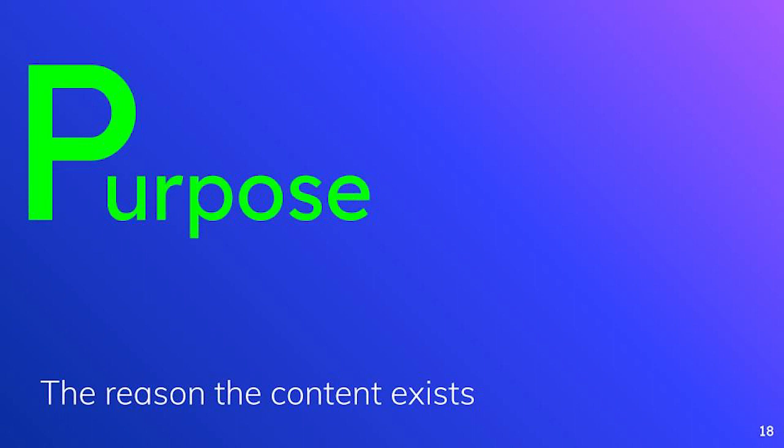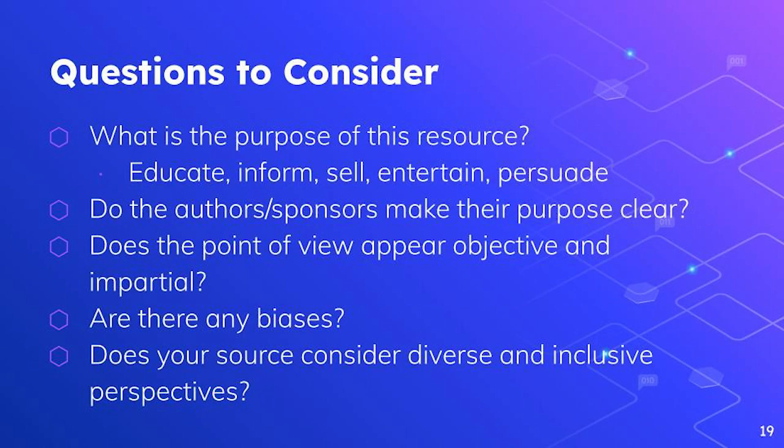This is different from the relevance because relevance is about your use of it. Purpose is about why the author created and published the material. Was it created to entertain or to sell? To persuade people to a specific point of view? Is that purpose clearly stated? Does the resource consider diverse and inclusive perspectives?